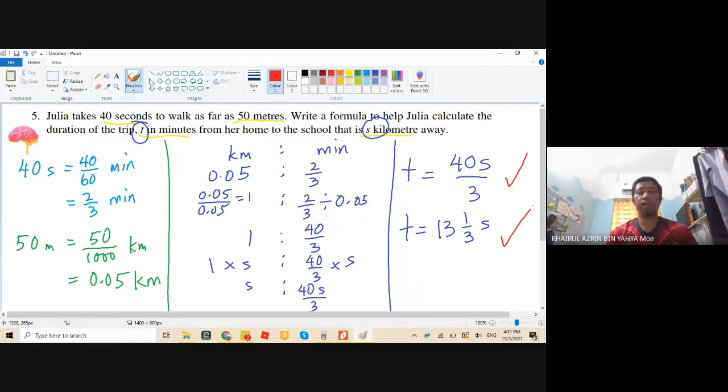So I used the concept of ratio for question number 5. Ratio. I hope you still remember ratio. In Chinese, I'm not sure how to pronounce it. Pilin, I think, or something like that.